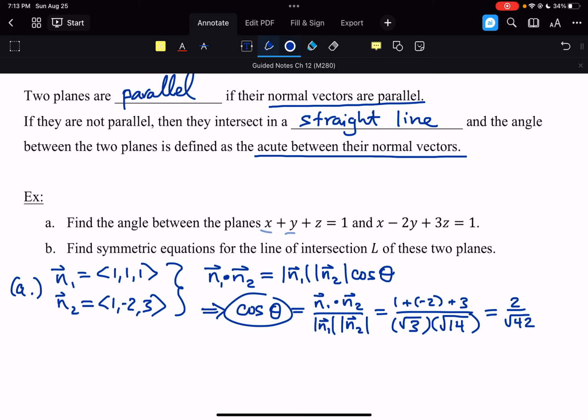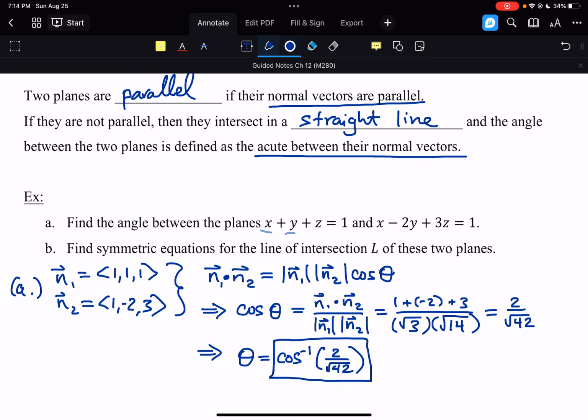That's not the answer yet. That's just the cosine of theta. If we want theta itself, we need to take the inverse cosine. So theta will be inverse cosine of 2 over rad 42. And if you were looking for an exact value with no rounding whatsoever, that would be the value. This is as exact and accurate as we can get.